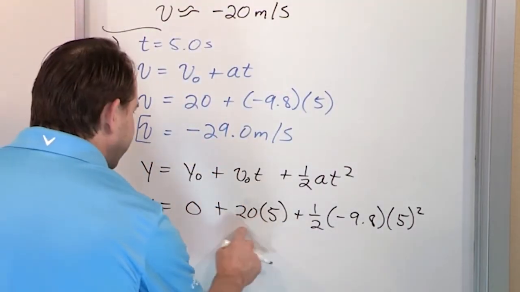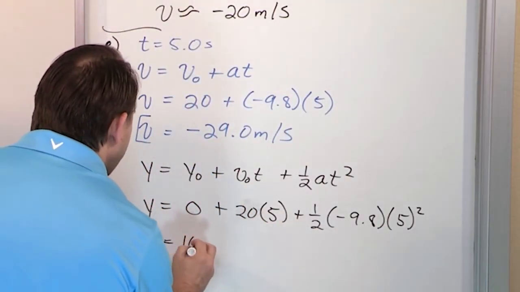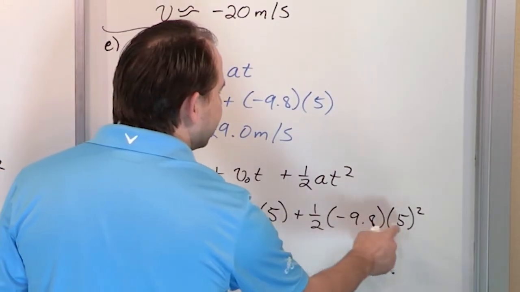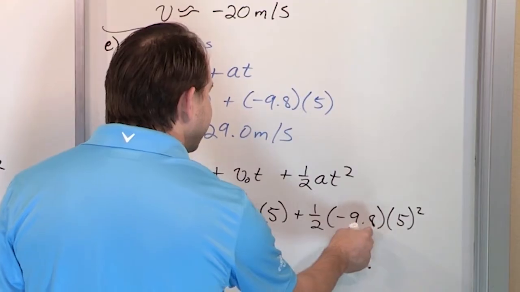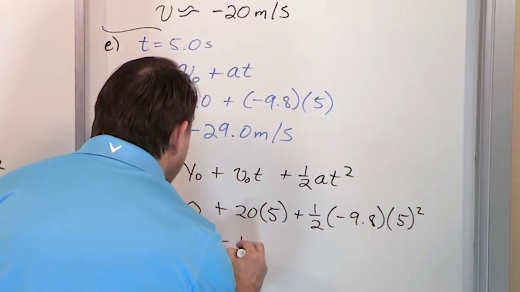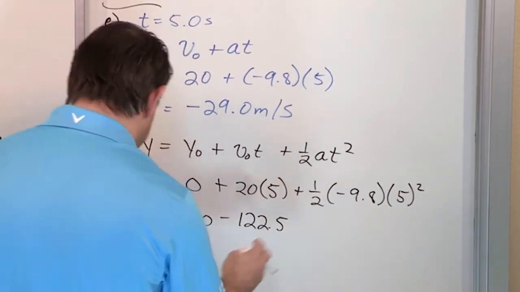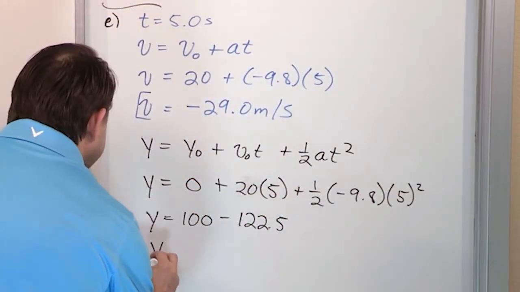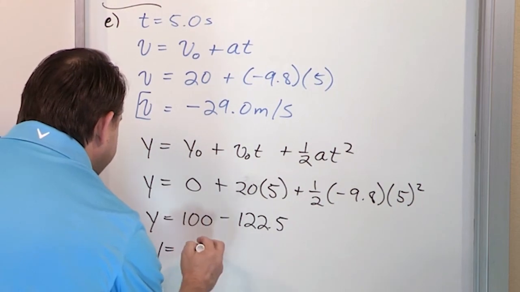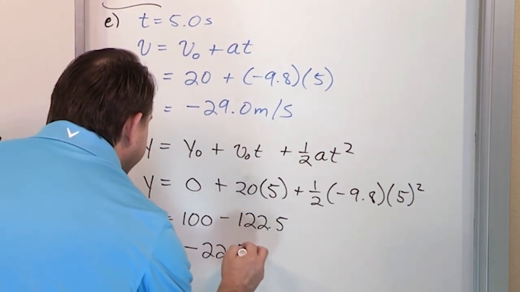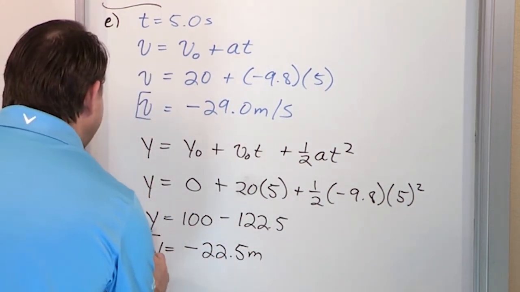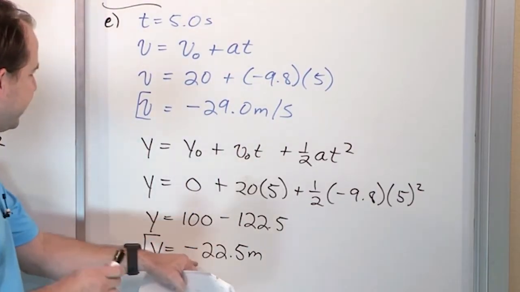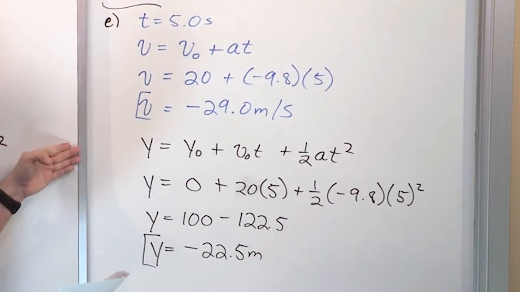All right, so what I'm going to have here, 20 times 5, is going to give me 100. And then I'm going to be subtracting off a term here. This will be 25 times this divided by 2. So what I'm going to get is 122.5. And so what I'll get finally, notice I'm going to subtract, I'll get a negative 22.5 meters, which is exactly what I predicted. The position is negative and the velocity is negative.